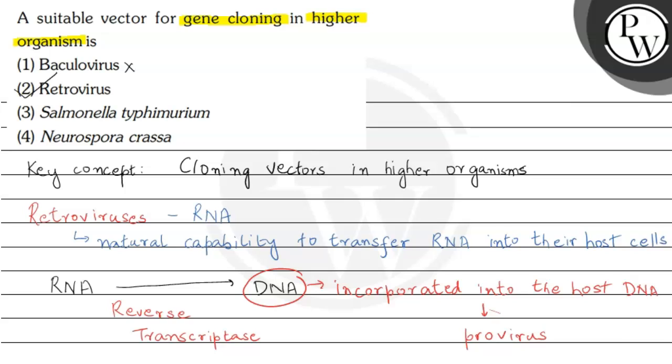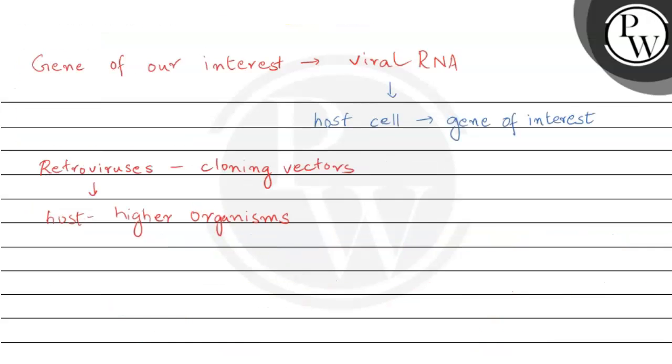The third option says Salmonella typhimurium. So Salmonella typhimurium is a pathogenic bacteria and it is not used for gene cloning in higher organisms. And the fourth one is Neurospora crassa. So Neurospora crassa is a red bread mold, which is a type of fungus, and therefore it is not used as a gene cloning vector. So again, this is not the answer. So our final answer for this given question is option number 2, that is retrovirus.